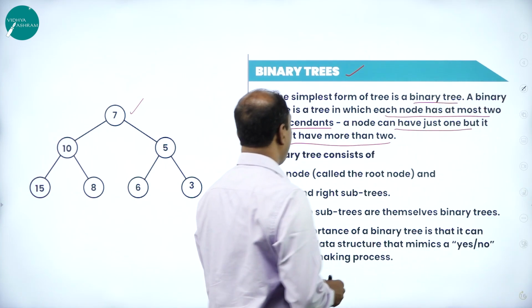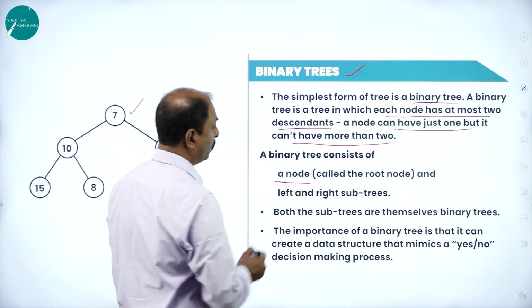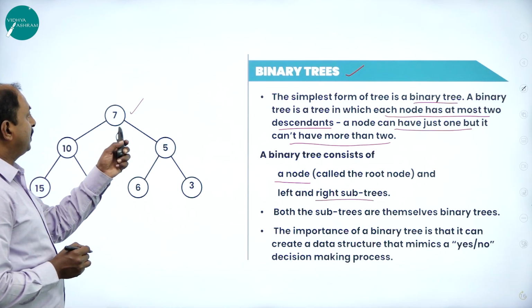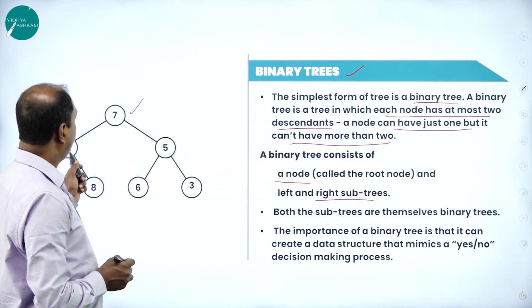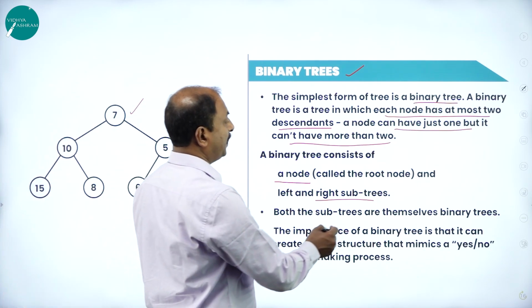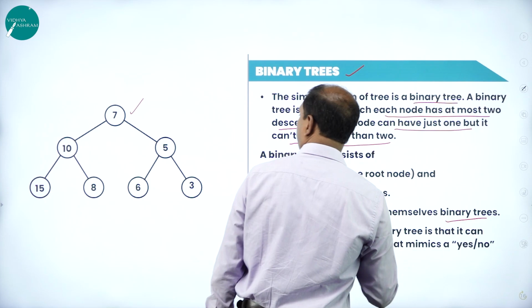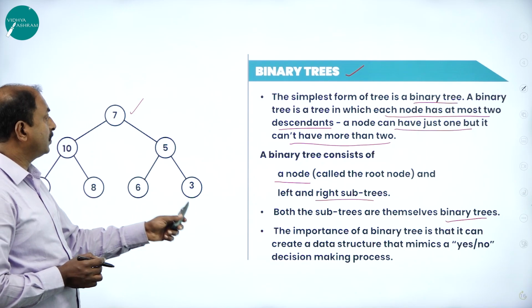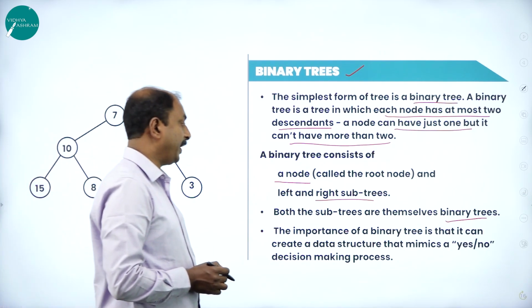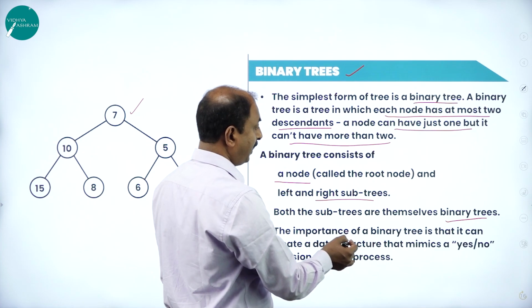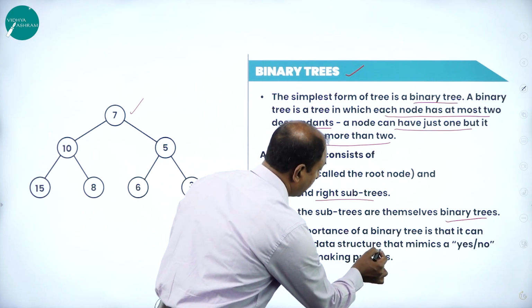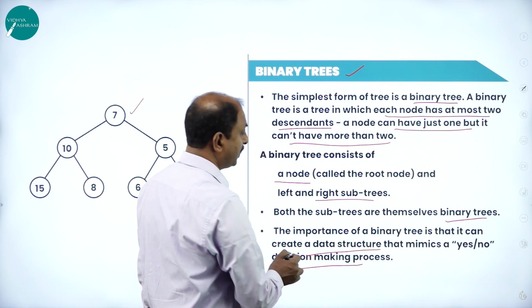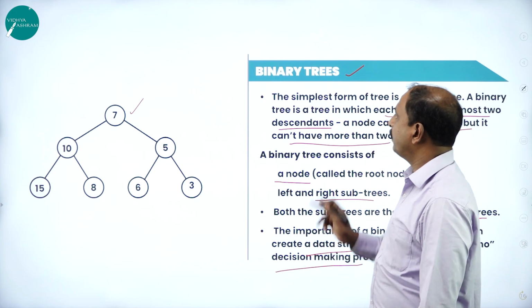So this binary tree consists of a node called a root node, and left and right subtrees. In this example, this is a root node and it has left and right subtrees. Both subtrees are themselves binary trees, because if you look at this example, this is a node and it has only two nodes. It is itself a subtree of a binary tree. The importance of a binary tree is that you can create a data structure that mimics a yes or no decision making process. So this is one of the applications of a binary tree.